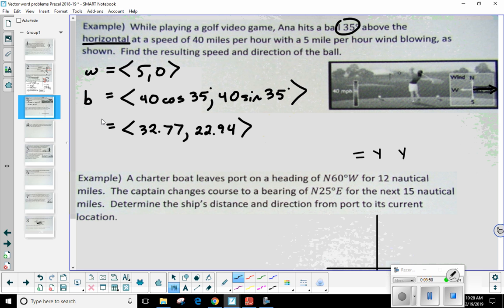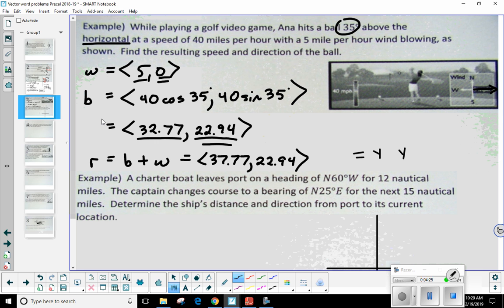We got the component form of the wind, but I'm looking for the magnitude of the resultant and its direction from the horizontal. Satish, what do I do? There you go. So the resultant, the vector I'm looking for, is going to be the sum of the two component forms that I have. So remember, we're going to be adding up the corresponding values here. So what is 5 plus 32.77? Okay, so that would be 37.77, comma, and then the other one, 0 plus 22.94. So this one's key. We now have the component form of the resultant. This is what's going to allow me to get my answers.